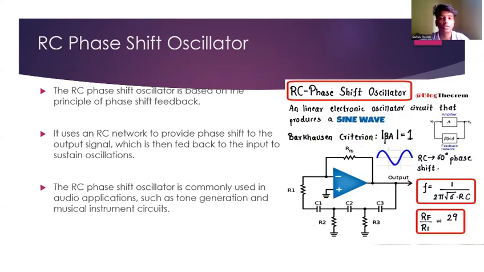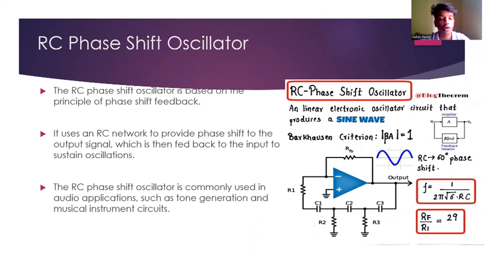RC phase shift oscillator. This is one of the types of RC oscillator. The RC phase shift oscillator is based on the principle of phase shift feedback. It uses an RC network to provide phase shift to the output signal, which is then fed back to the input to sustain oscillation.